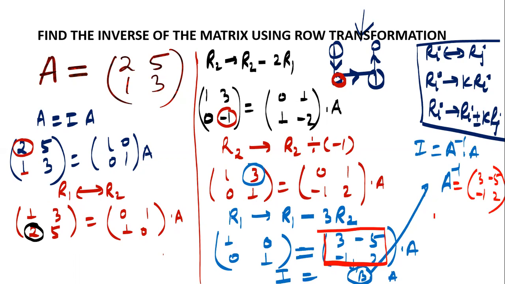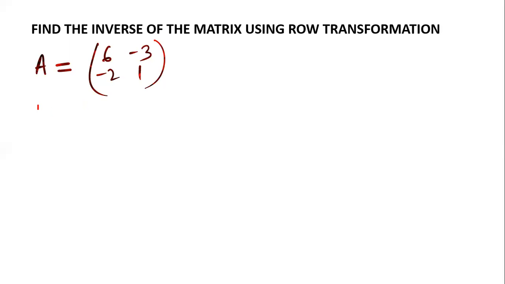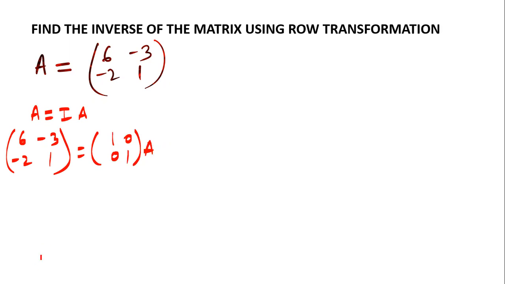Let's take one more example. This is the case. We can write first step is A equals IA. That is 6 minus 3 minus 2, 1 equals 1, 0, 0, 1 into A. First of all, we will write down the pattern. What is the pattern? 1, 0, 1, 0. And operations, same operations we will use over here.